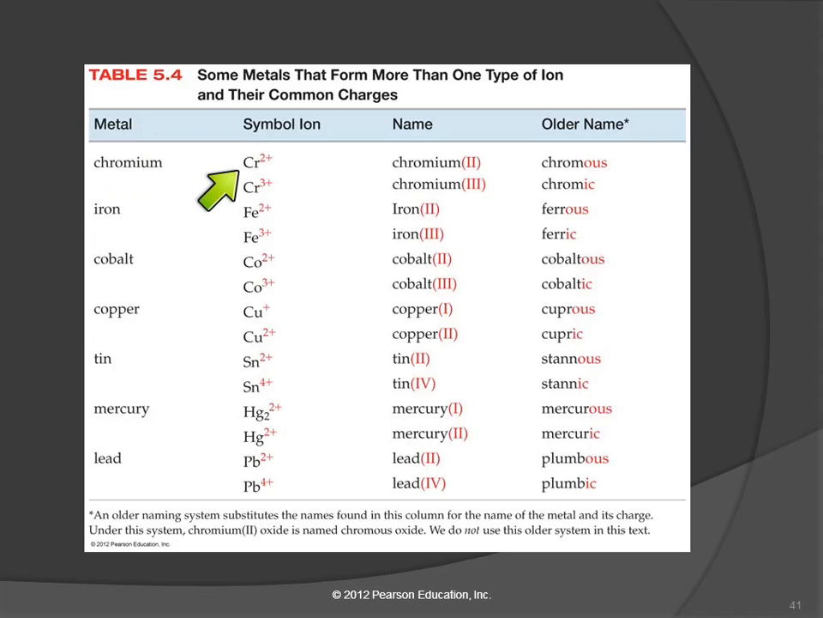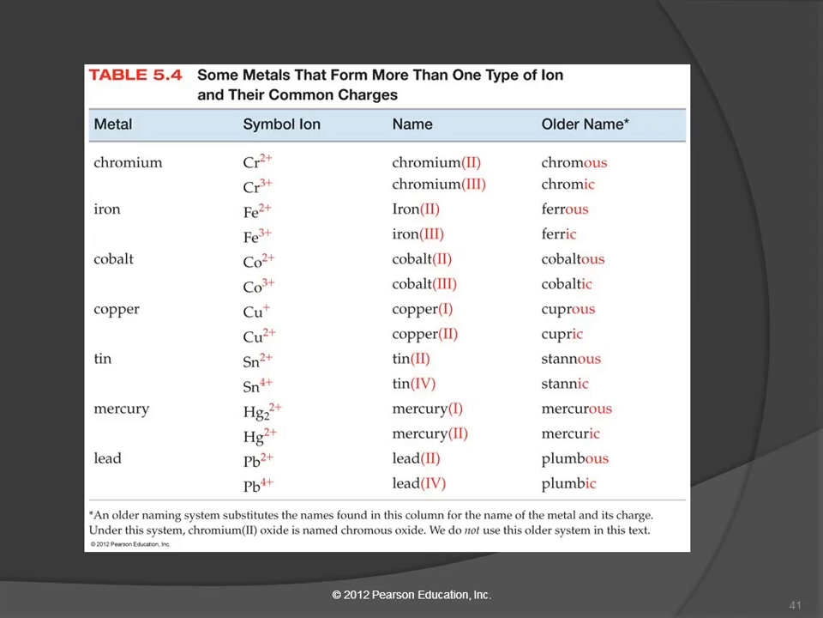So chromium. Chromium forms 2 different ions, +2 and +3. And there is no predicting this from the periodic table. Iron forms 2. Cobalt forms 2. You're like, oh, well, there's a pattern here, 2 and 3, 2 and 3, 2 and 3. Yeah, but here's copper, and he's 1 and 2. And then there's tin, he's 2 and 4. And then there's mercury, and he's even stranger, and we're not going to talk about him very much. And then there's lead, 2 and 4. Okay, so these other guys are going to form more than one kind of ion, and you can't predict them from the periodic table. So if we say iron ion, how do we know which one? Well, we have to add something to the name.